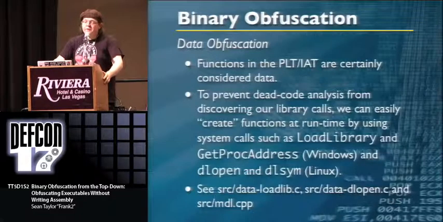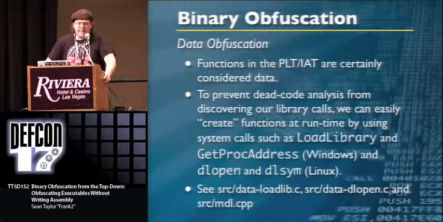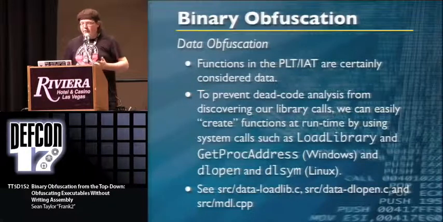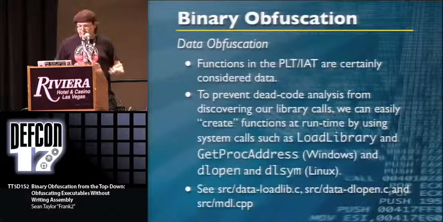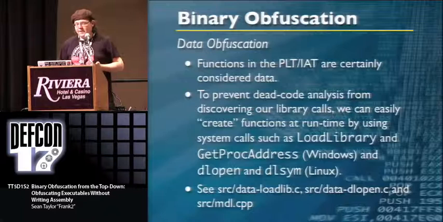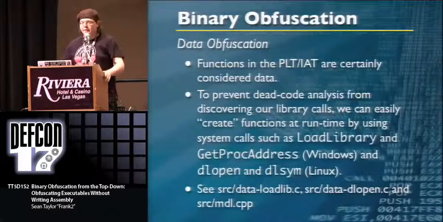So functions in the PLT and the GOT are definitely data. There are things that we can do to even function pointers to prevent API call analysis from being done on our binary. And this is basically accomplished through LoadLibrary and GetProcAddress in Windows, and dlopen and dlsym in Linux. Now, I have 3 different examples of this. There's loadlib for Windows, and dlopen for Linux. And then finally, I have the piece of code that kind of got this talk all started called MDL.